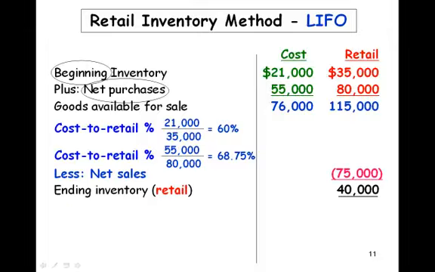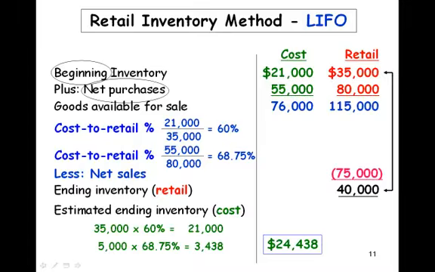When we get to the ending inventory at retail of $40,000, we see that this amount is $5,000 greater than the beginning inventory at retail of $35,000. This means that we have added a new layer of inventory at retail of $5,000. We use each cost to retail percent for both layers of inventory to obtain the estimated ending inventory of $24,438.